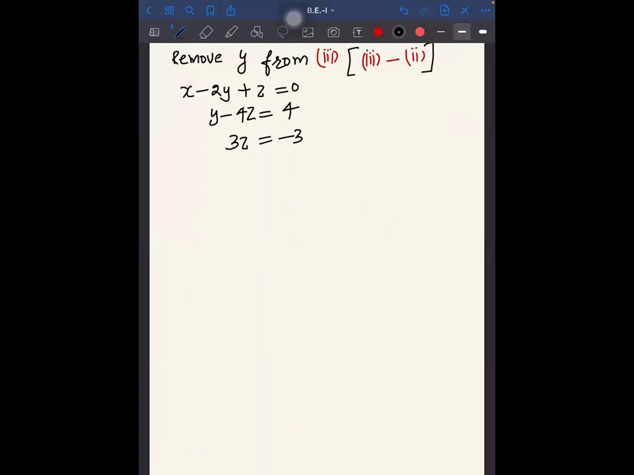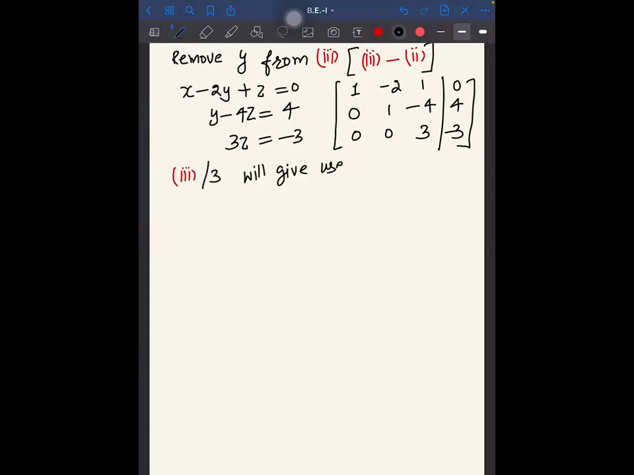Right. So again, this will give you another matrix form: 1 minus 2, 1, 0, 1 minus 4, 0, 0, 3, and here you have 0, 4, and minus 3. Again, the third can be divided by 3. Third by 3 will give us the same set of equations, only the last equation will get changed.